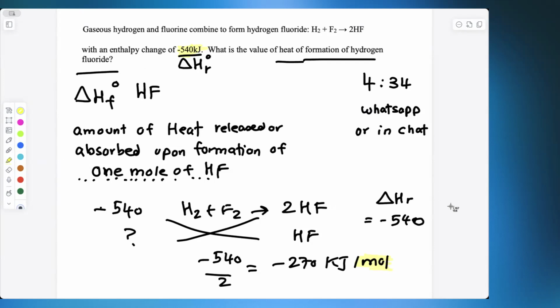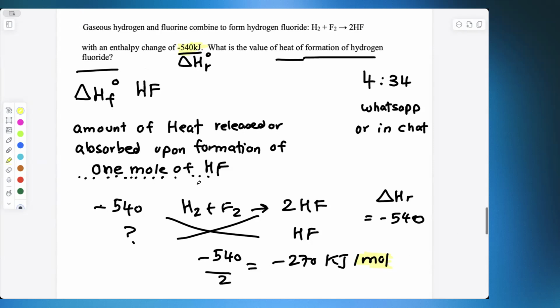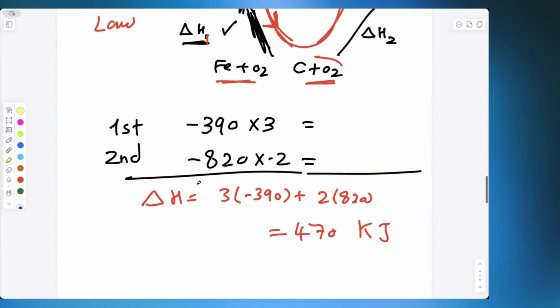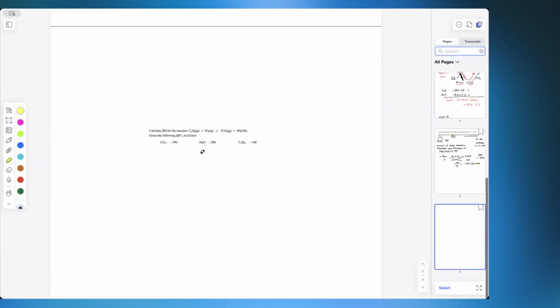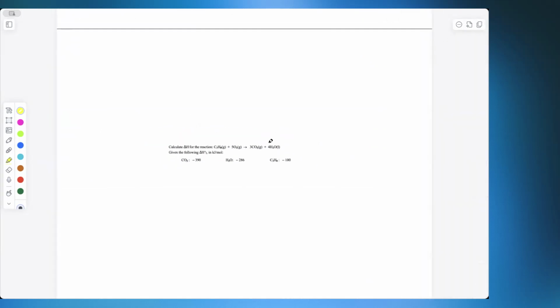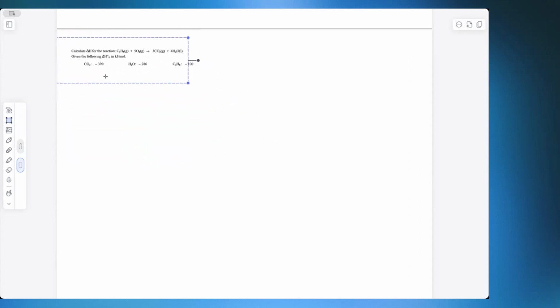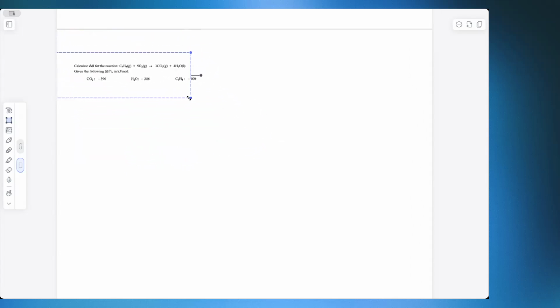Okay, another type of question is when he is asking to find the delta H of a reaction by giving me the delta H of formation of some of the reactants and products. So this is the second type. This is the next question. So if I have been given some delta H of formation of reactants and products, then I am asked to find the total delta H of the reaction. Let's try to find how to do this.